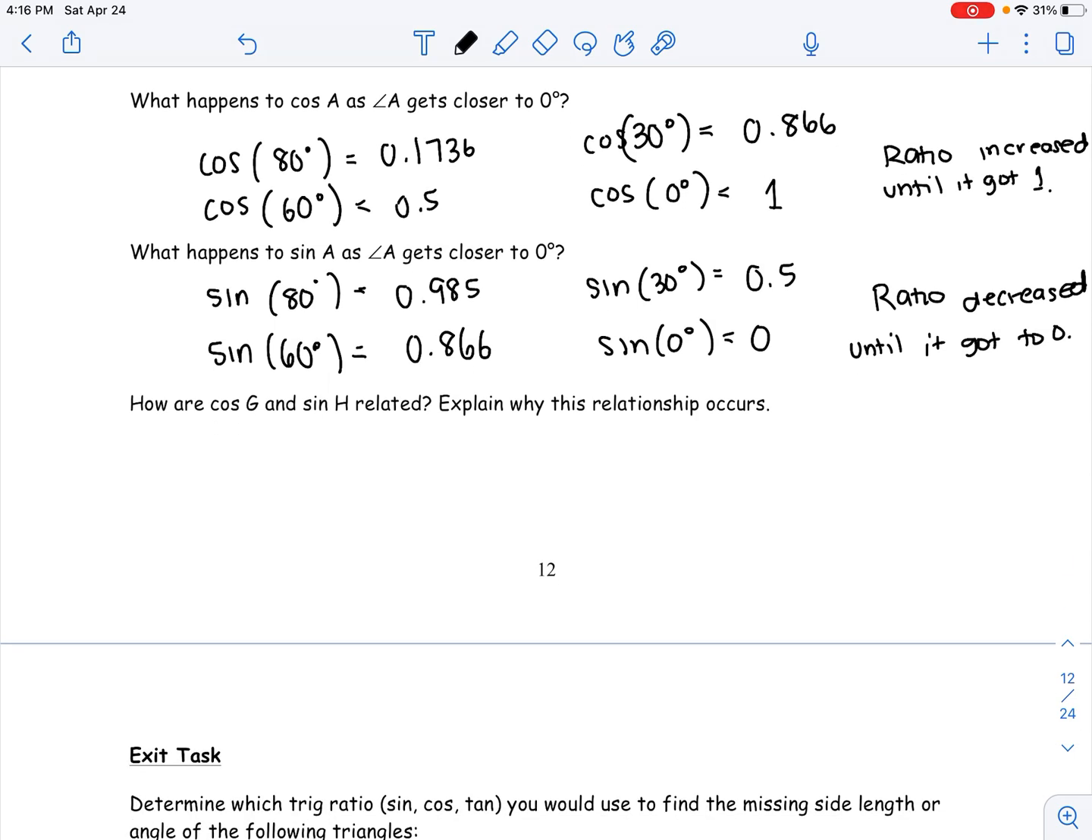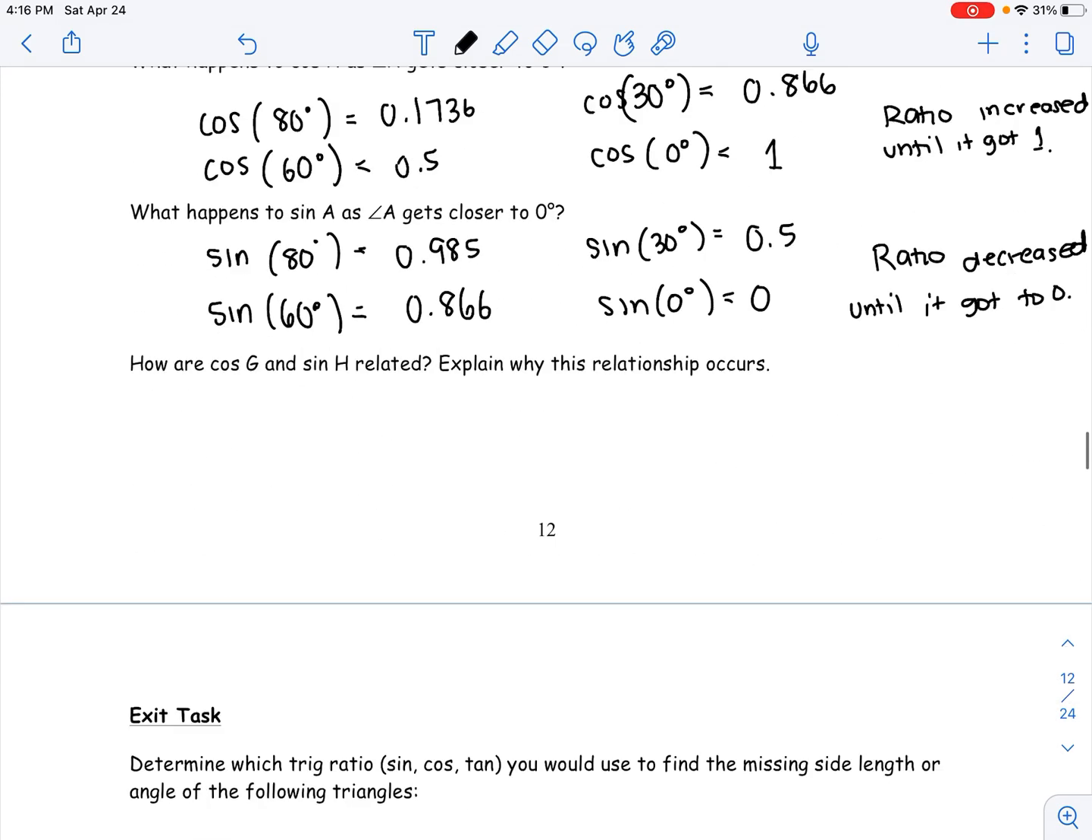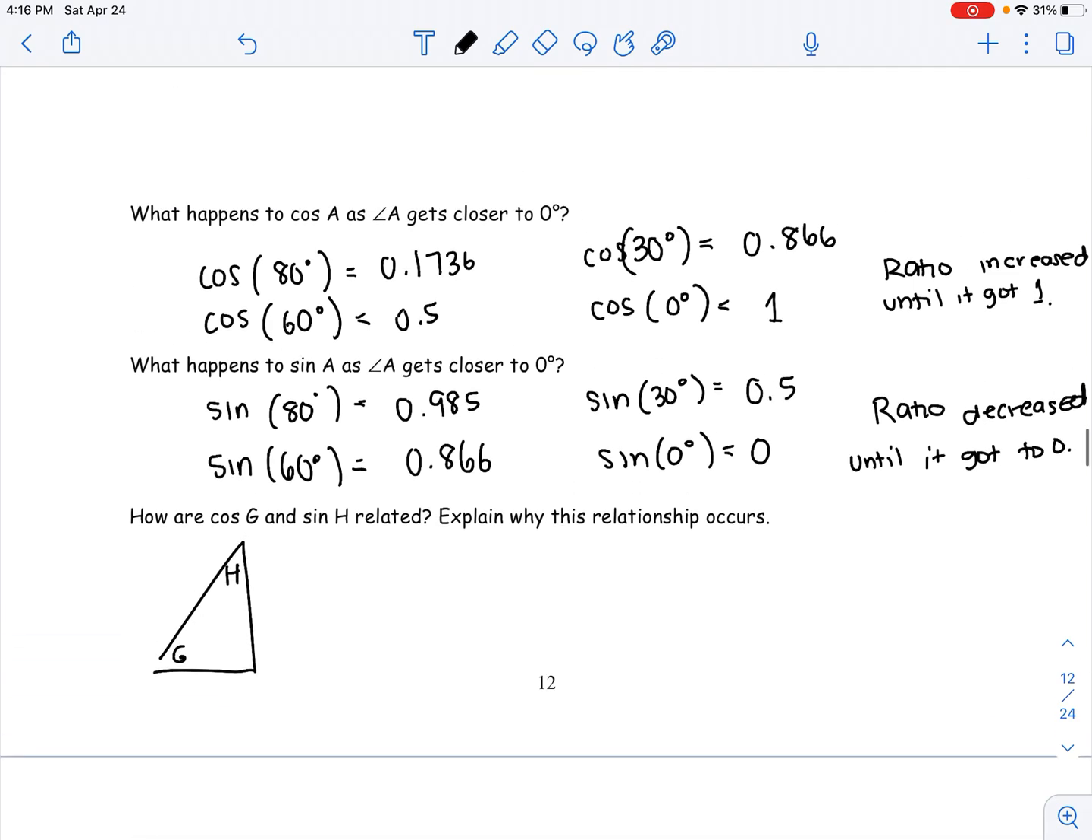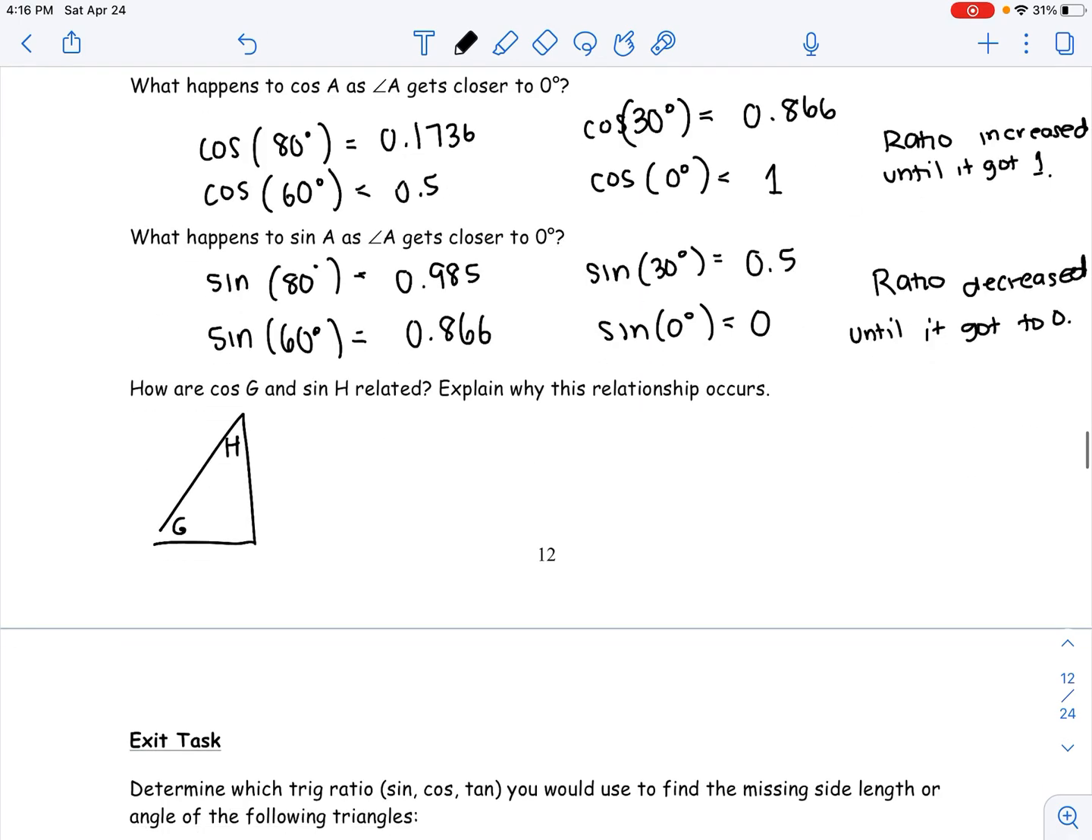Okay. So how are cos G and sine H related? If we look at a triangle, here's G, here's H. Let's say this is E, okay? There's our right angle. I'm going to put some numbers in just to show you how they could relate to each other. So this is 2, 5, and 3, for example.